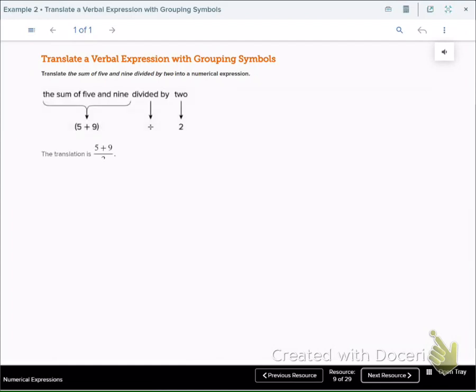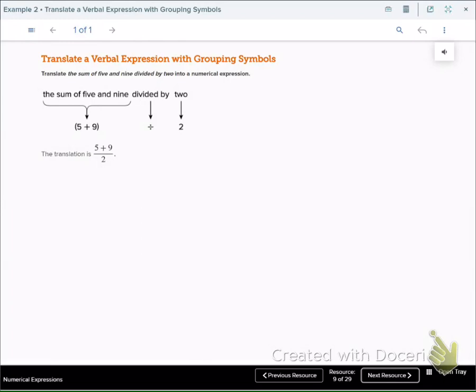So then it says translate a verbal expression with grouping symbols. So we have the sum of 5 and 9 divided by 2. So when we have these parentheses around the 5 and the 9, that tells me that that's put into a group together. That means we have to take care of it first.